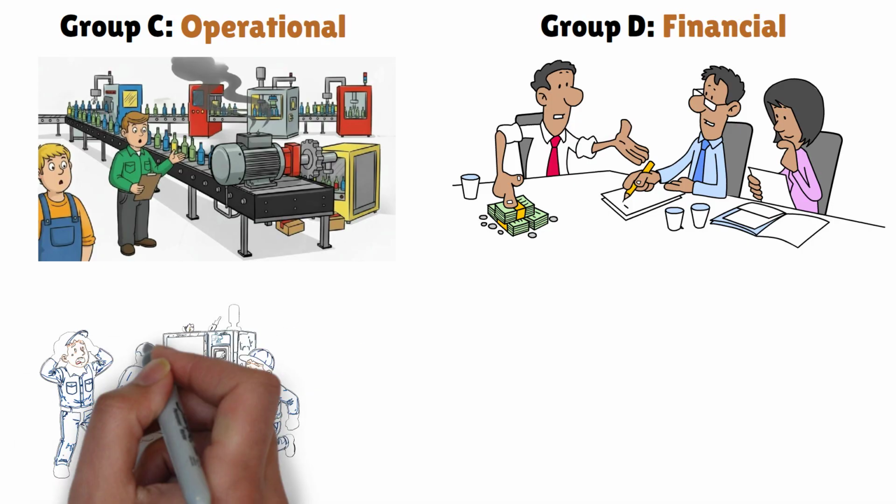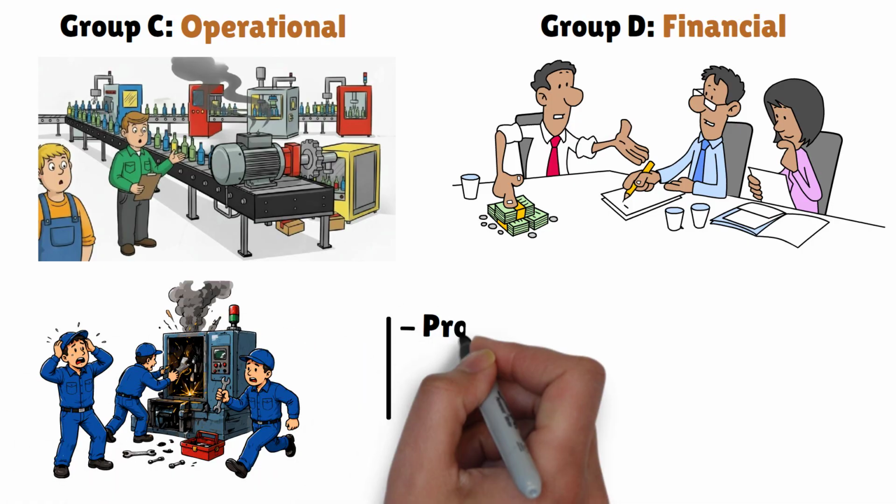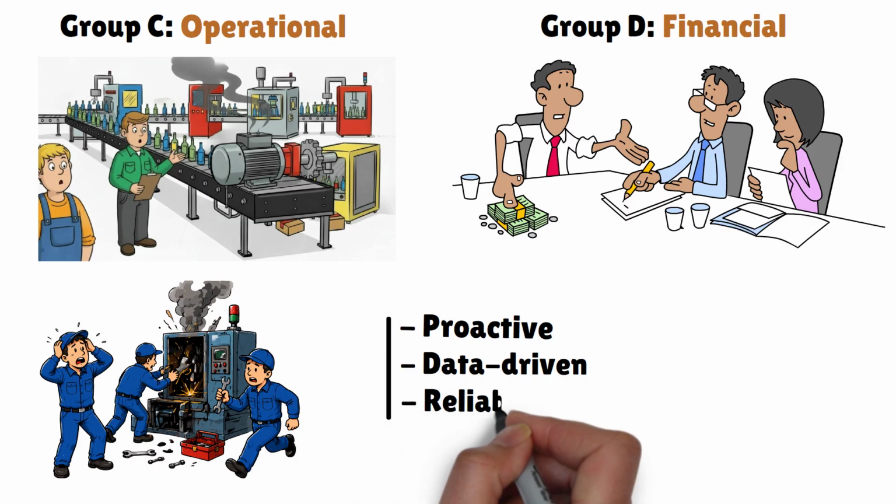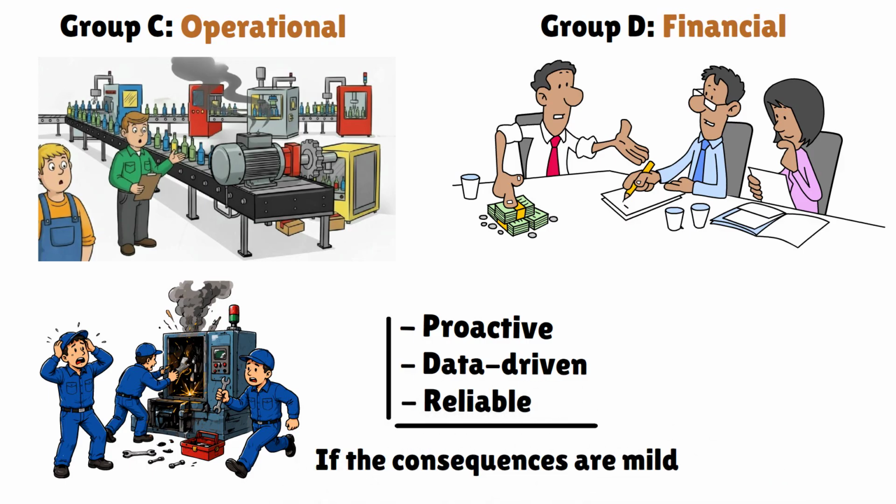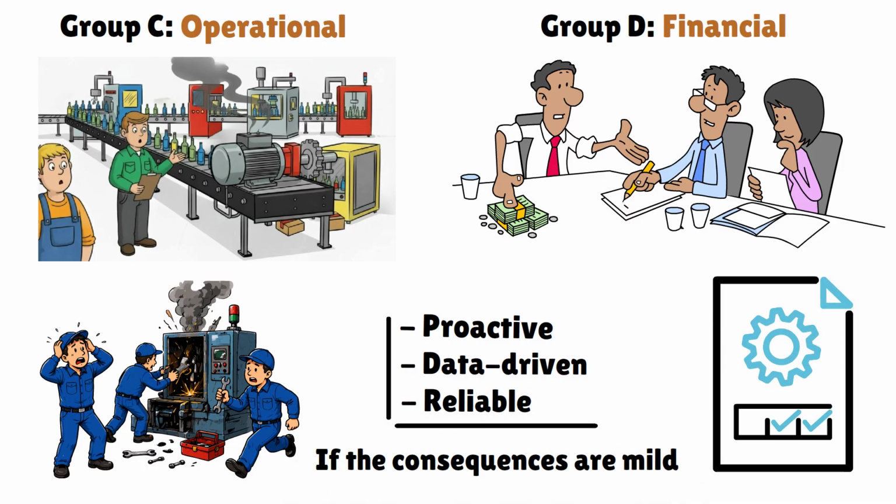If the consequences are severe, the maintenance strategy must be proactive, data-driven, and reliable. If the consequences are mild, a simpler, cheaper strategy may be enough.